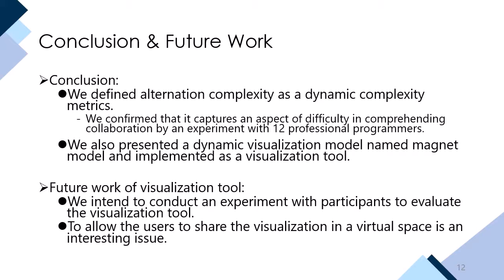Last, let me conclude my talk. First, we defined alternation complexity as a dynamic complexity matrix. By an experiment with participants, we confirmed that it captures an aspect of difficulty in comprehending collaboration, and that will be explained in the poster session. Second, we presented a dynamic visualization model named Magnet Model and implemented as a visualization tool. Future work is as follows.